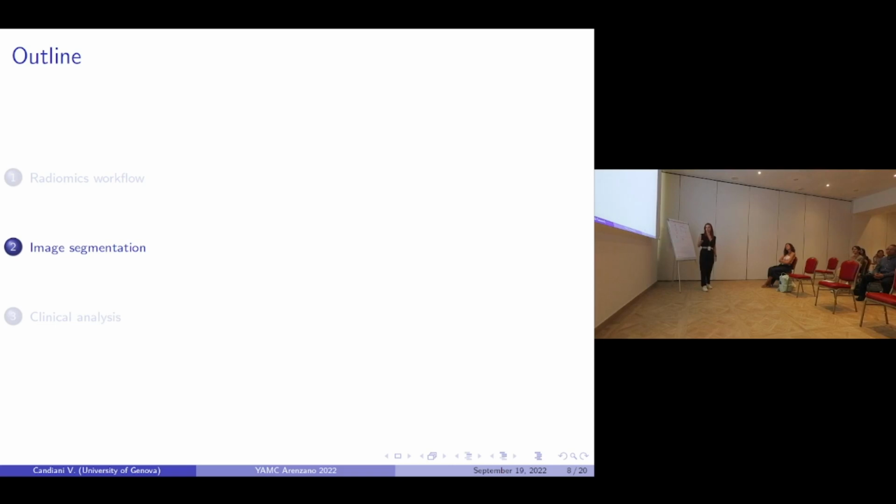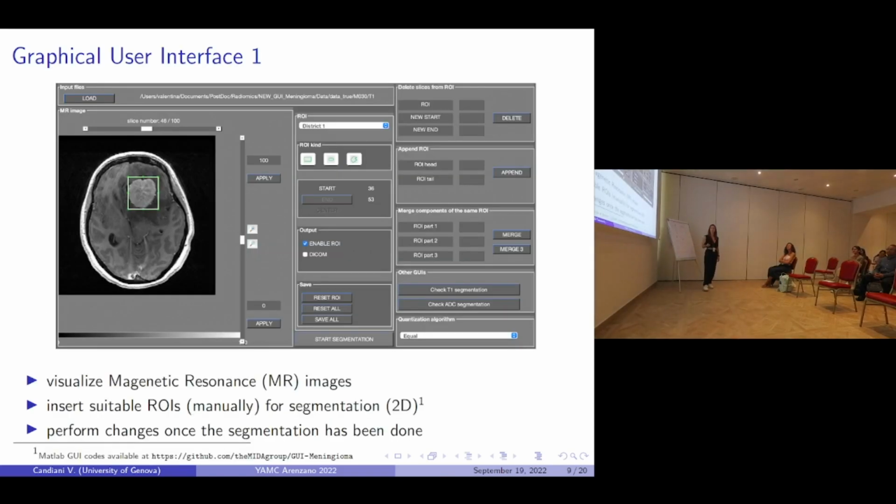So, but step number 2, we have implemented 2 graphical user interfaces. This is the first one. With the first one, codes are on GitHub. With the first one, one can browse the magnetic resonance images, and this is completely 2-dimensional. So even if we get 3-dimensional volumes of data, there's just stacked 2-dimensional images. One can also insert a suitable region of interest, like this green rectangle, around the tumor.